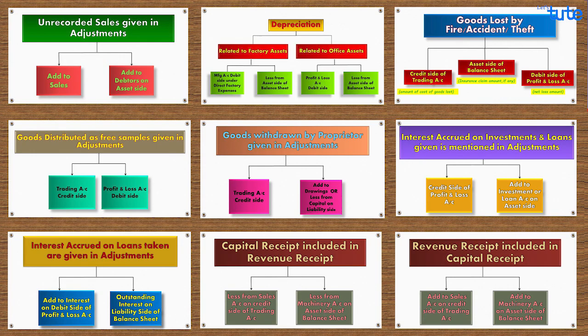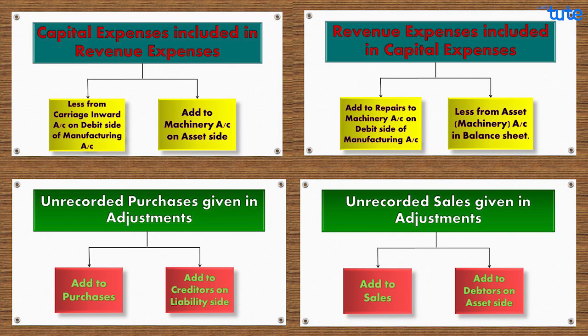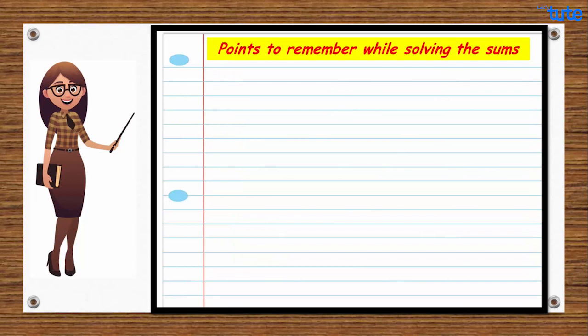So that's all for today's session. These were some of the most important and repeatedly asked adjustments with their effects pertaining to manufacturing account, trading account, profit and loss account, and balance sheet. We also saw some hidden adjustments in trial balance and their effects. Points to remember while solving the sums.